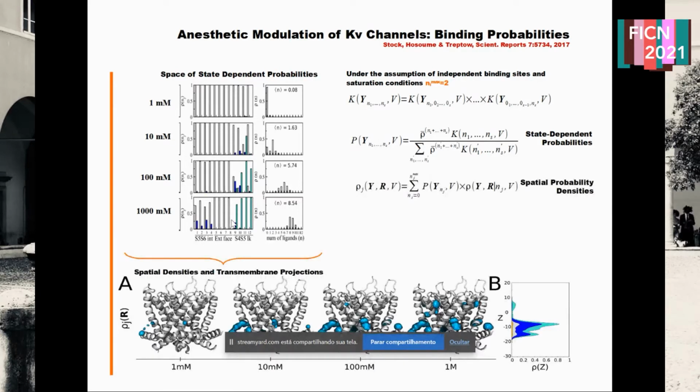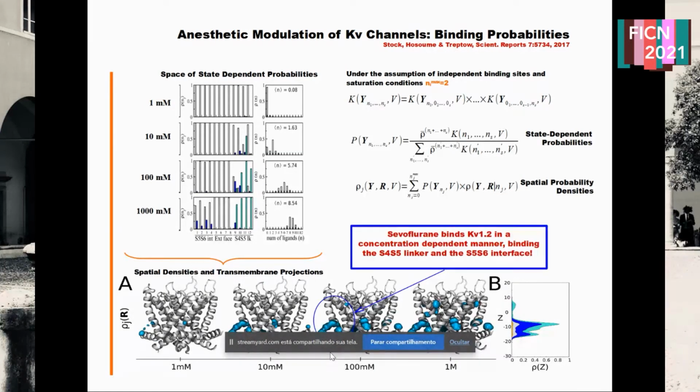Visualization of these results in 3 dimensions shows very clearly that SEVO may bind the protein at the S4-S5 linker at 1 millimolar concentration. And as you increase concentration in the bulk, you start populating the S5-S6 interface as shown here. So the overall conclusion from these calculations is that SEVO may bind Kv1 in a concentration-dependent manner, binding the S4-S5 linker and the S5-S6 interface.